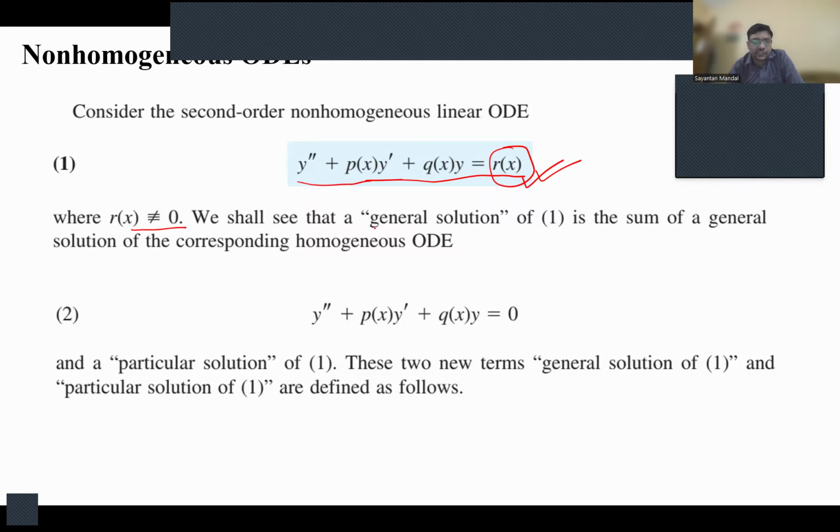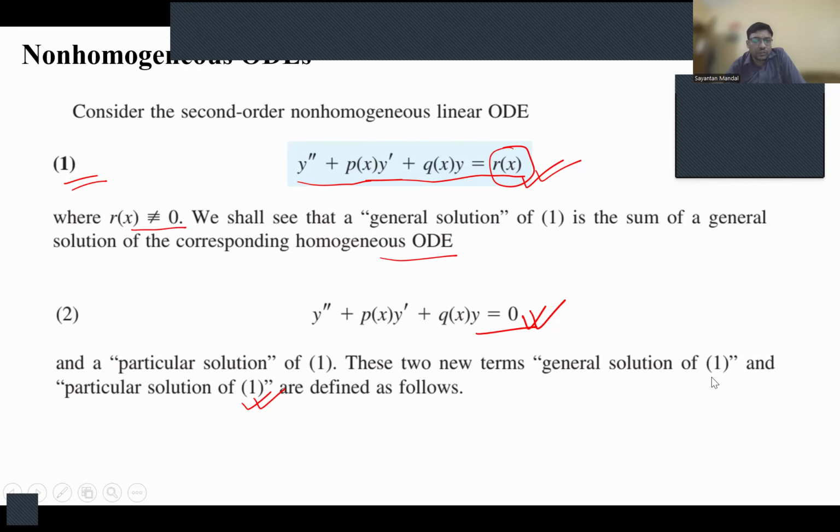We are going to see that a general solution of equation number one is the sum of the general solution of the corresponding homogeneous ordinary differential equation, which is equation number two. In this case, we have taken r(x) to be zero so that it becomes homogeneous. So the solution of one will be nothing but the summation of the general solution of two plus a particular solution of one. Our main challenge is to find this particular solution.